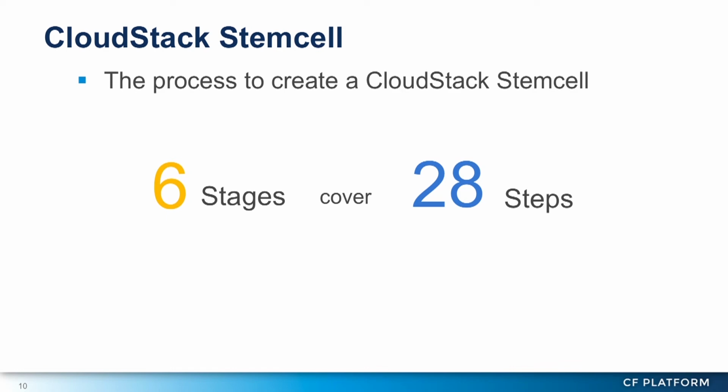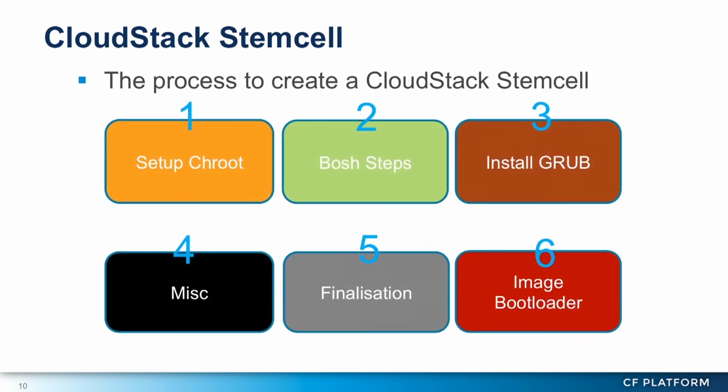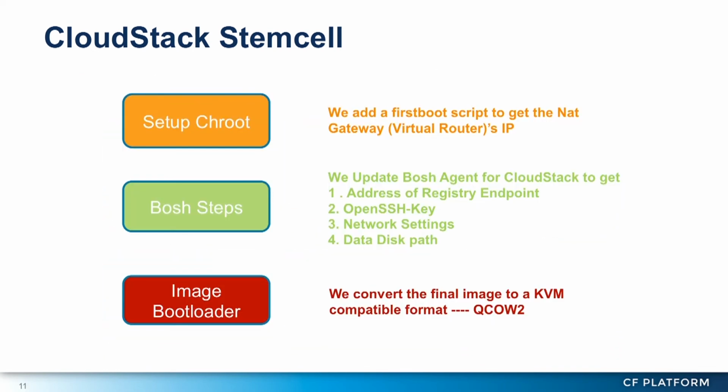Yeah, and there's the Stemcell. A Stemcell is the virtual machine template that BOSH uses to deploy a Cloud Foundry. It takes 6 stages to build a Stemcell, and these 6 stages can be further divided into 28 steps. To make the Stemcell compatible with CloudStack, we modified 3 of those stages. This slide shows some of the details of what we modified in those 3 stages. It's about setting up the security, network, and storage of virtual machines in a way that's very specific to CloudStack.